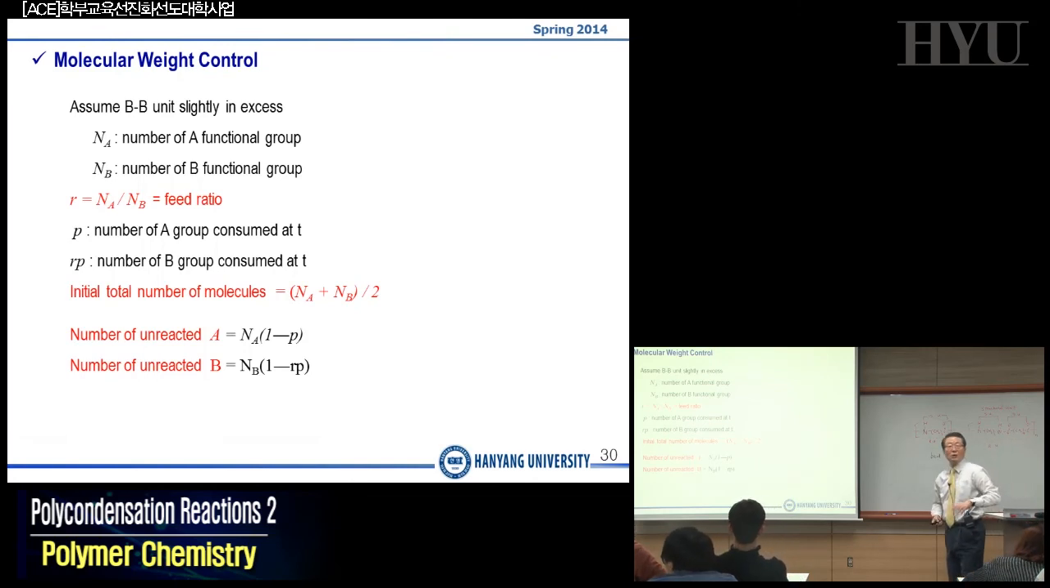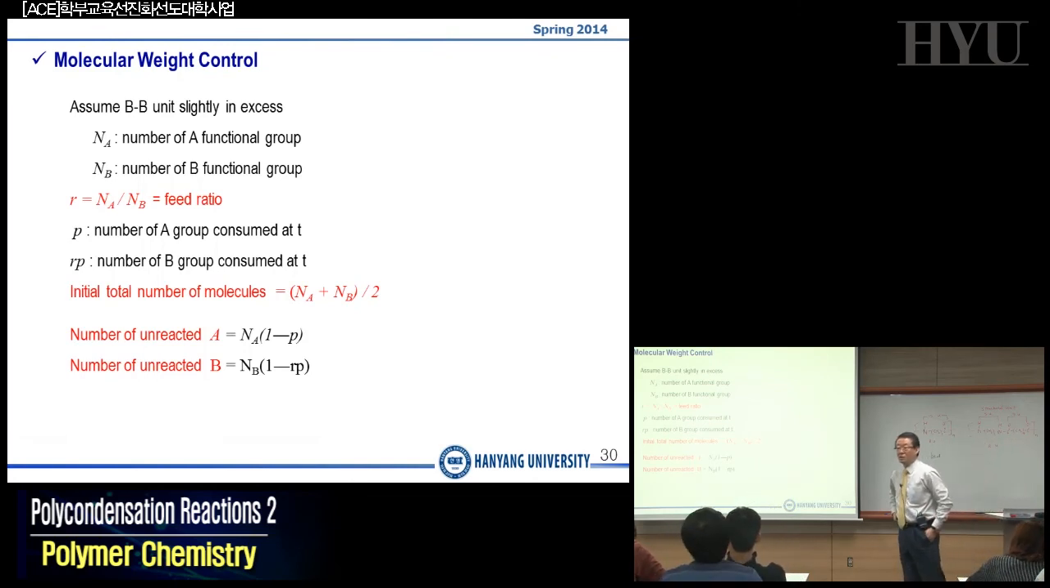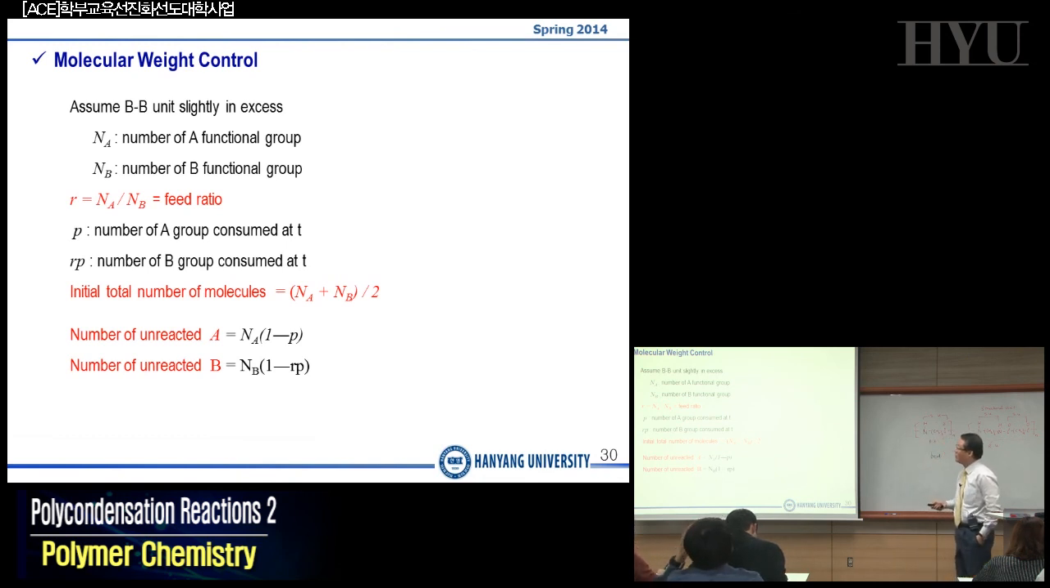Let's see how we can control the excessive amount of molecules that is needed in the case of non-stoichiometric systems. Let's assume that we have a feed ratio. Feed ratio is defined as Na divided by Nb. Na means the number of molecules that contain A functional groups.